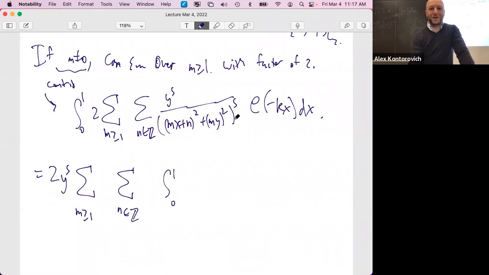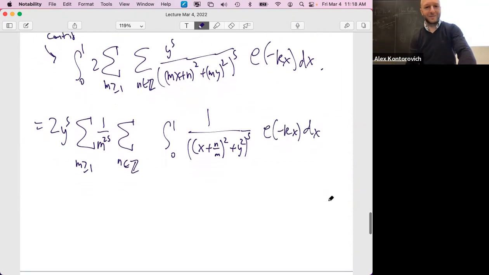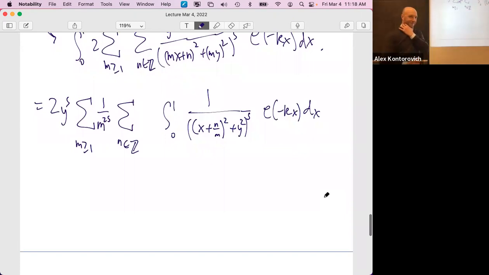Depending on how comfortable you are with these things, we can jump several steps, but let's not do it too fast. Okay, and then I have a 1 over m x plus, so I'm going to pull out a factor of m squared to the s. So that's an m to the 2s. You'll be able to change variables. Then I have x plus n over m, squared, plus y squared, to the s, e to the minus kx dx. So far, so good.